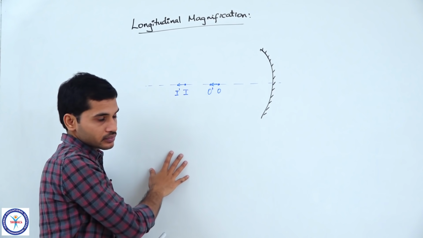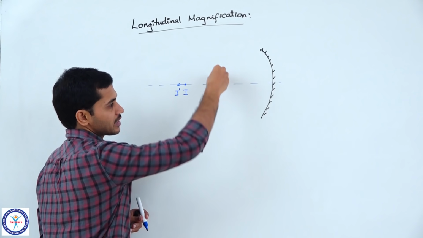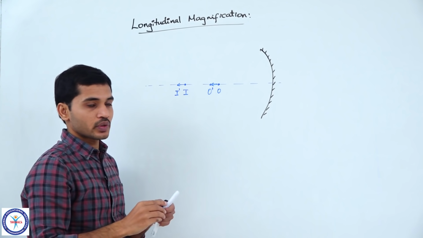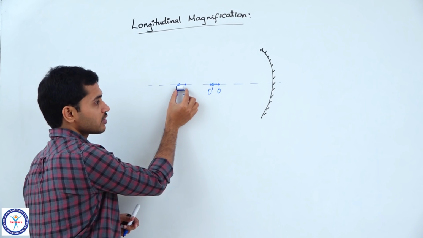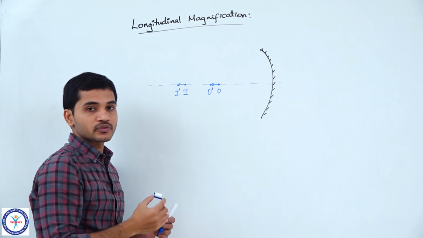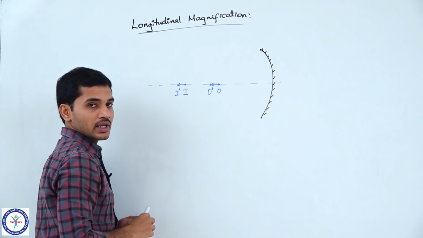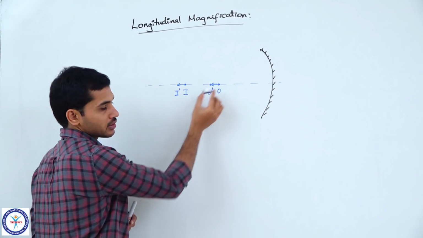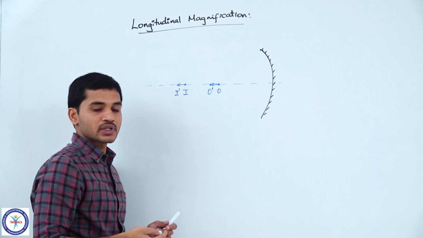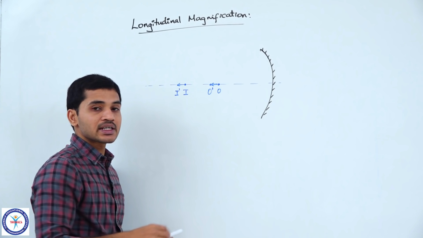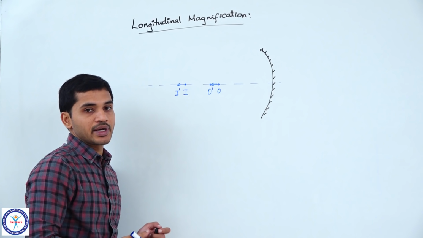It means that if there is an object placed between O and O dash, can I say that the image of this will be formed between I and I dash? Instead of considering a point object moving from here to here, let us consider an object having this much length. Then can I say that the image formed will have this much length? That is exactly the method I will be using now to understand longitudinal magnification.